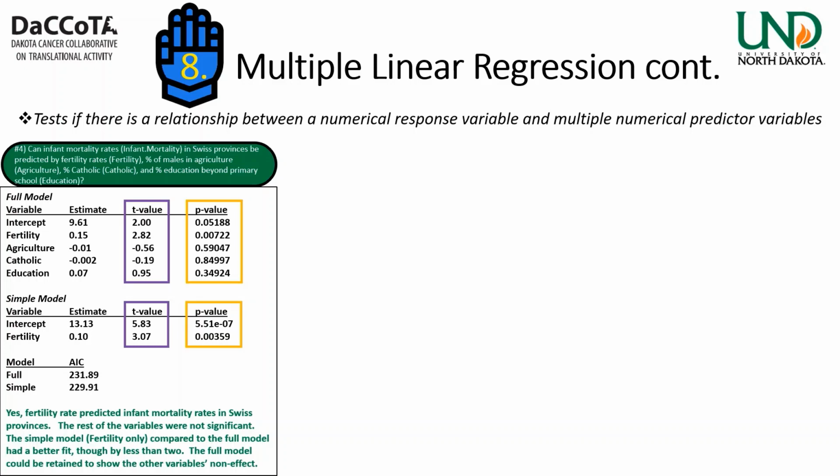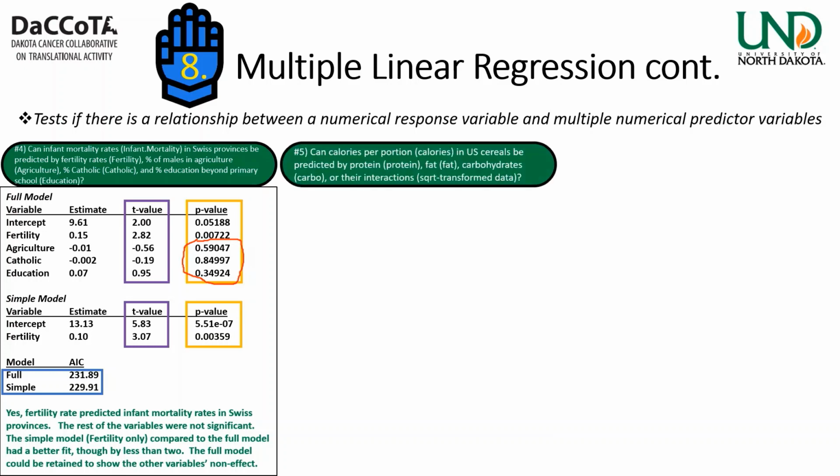And the fit between the 2 models, it looks like the simple model is a little bit better fit, but whether or not that's low enough to use. So you could either use the full model to kind of show that these other variables that you might think would be important aren't, just to show that result, or you could use a simpler model. Either way, what we get here is that as fertility rate increased, so did infant mortality.